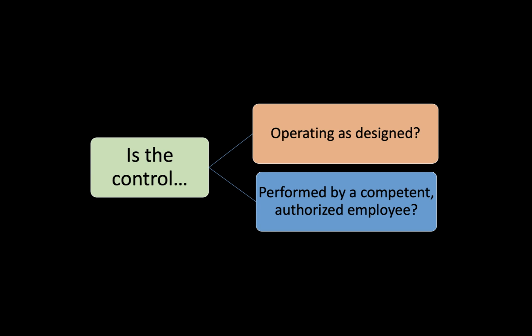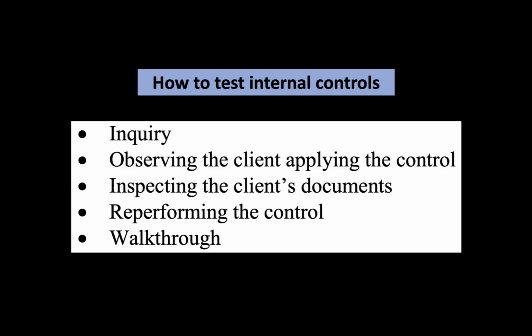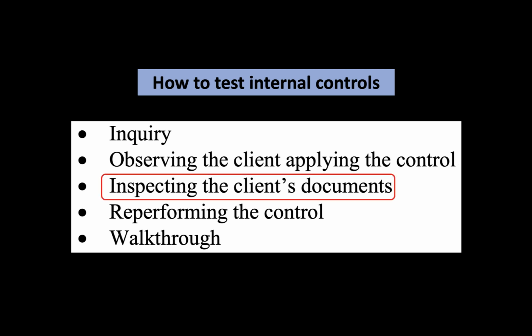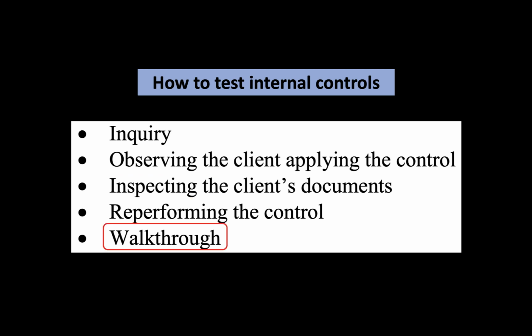Specifically, the auditor needs to determine whether each control is operating as designed and is being performed by an employee with both the ability and the authorization to perform the control. Now, there are several ways for auditors to do this. These include asking the client questions, watching the client actually perform the control, inspecting the client's documents for evidence that the control was performed, reperforming the control yourself, and conducting a walkthrough that includes a combination of these steps.